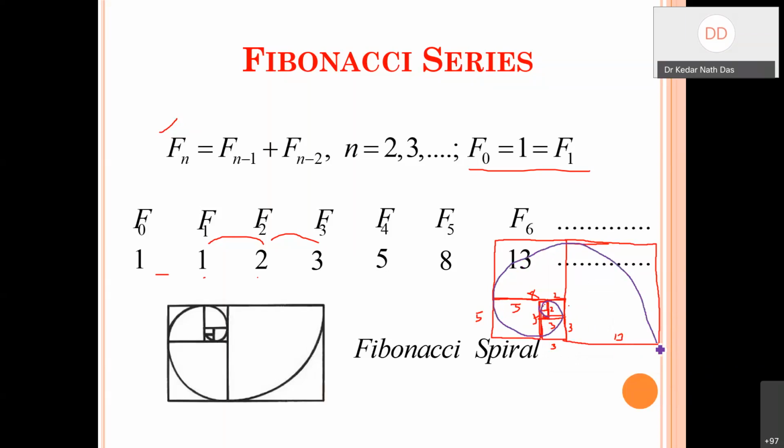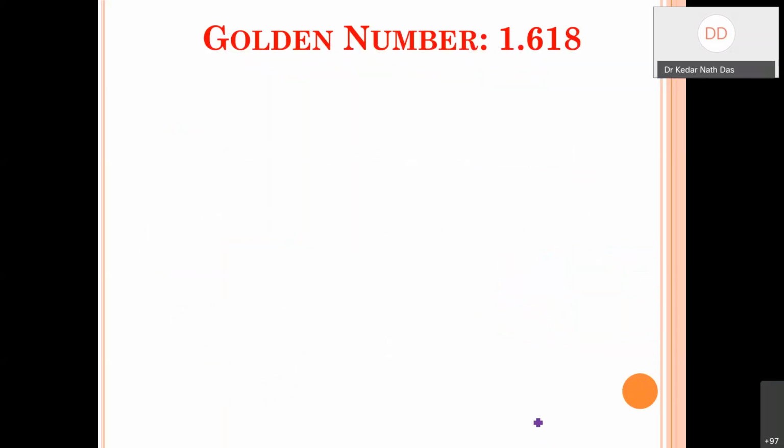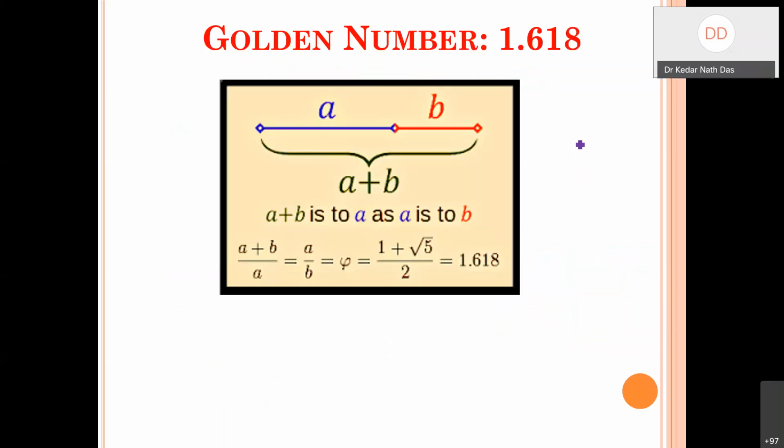And you can keep on continuing this one because it is dot dot dot. You can have the numbers in this way. That is called the Fibonacci spiral, and it plays an important role in nature. Let us see how this golden number is coming into the picture.